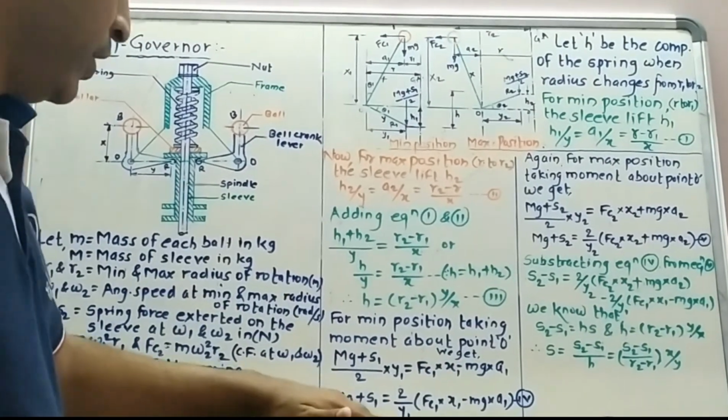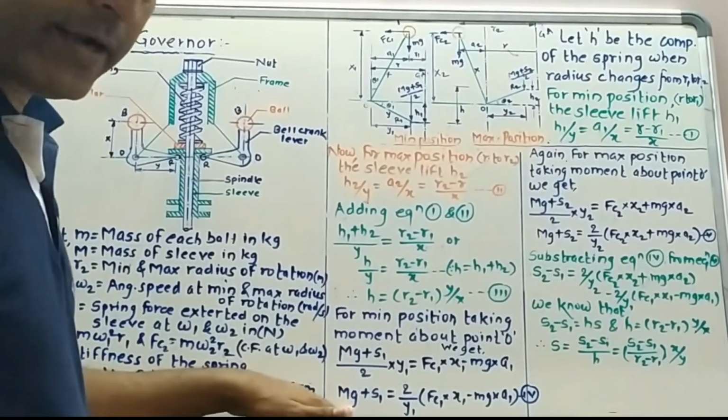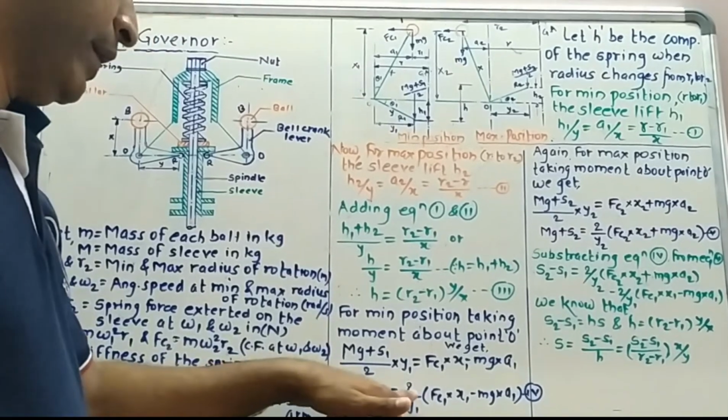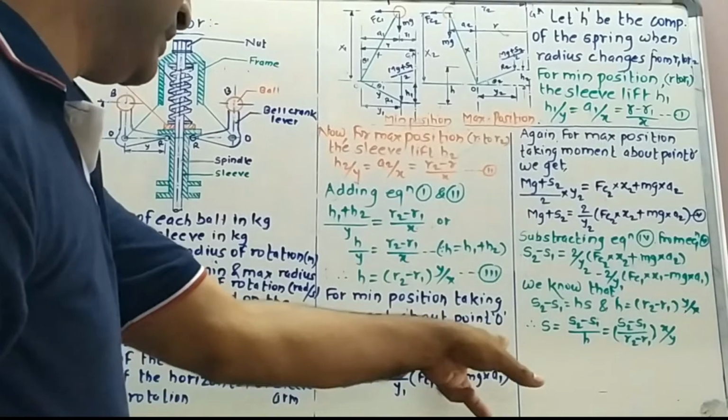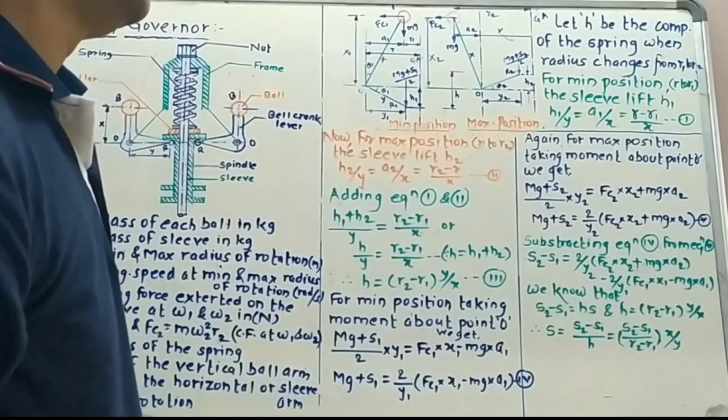multiplied by this distance minus mg multiplied by this distance. By doing further simplification, we get mg plus s1 equals 2 by y1 into this term, which comes as it is.